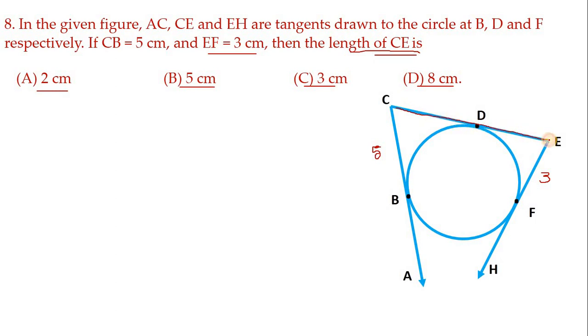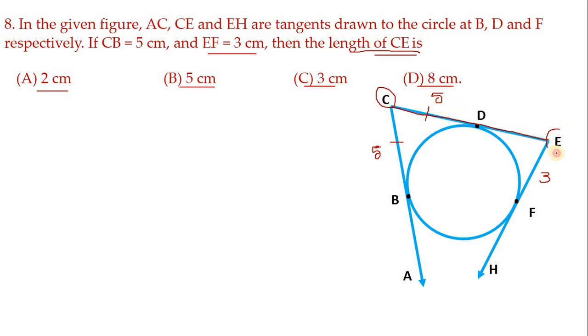In one shot we can find it here. See, C is an external point. So from the external point we have drawn tangents. Hence CB will be equal to CD. So CB is 5 centimeter, and CD will also be 5 centimeter.